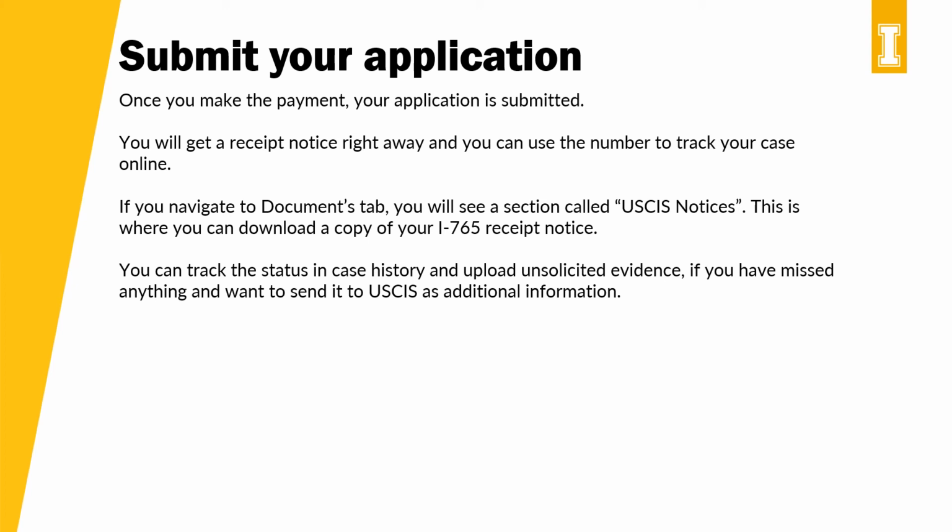You will get a receipt notice right away, and you can use the number to track your case online. If you navigate to the Documents tab, you will see a section called USCIS Notices. This is where you can download a copy of your I-765 receipt notice. You can track the case in case history and upload unsolicited evidence if you have missed anything and want to send it to USCIS as additional information.